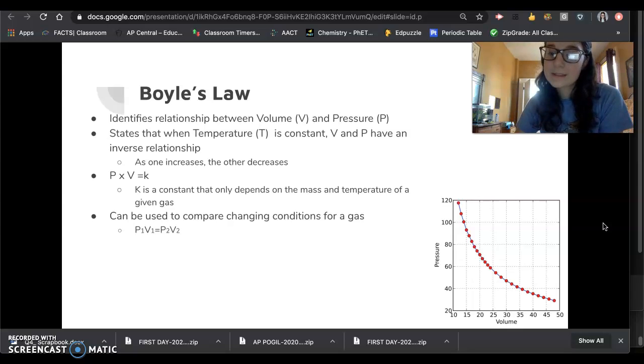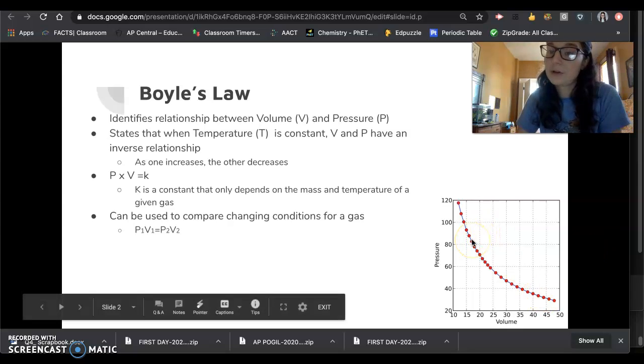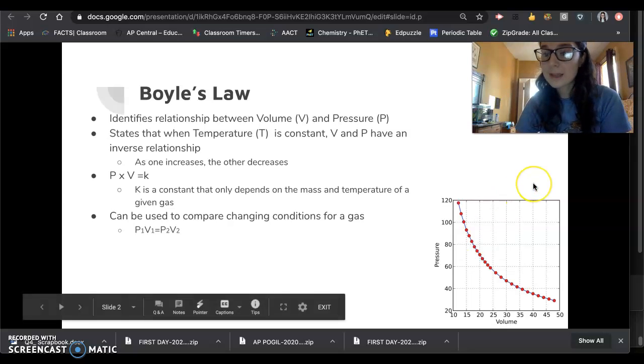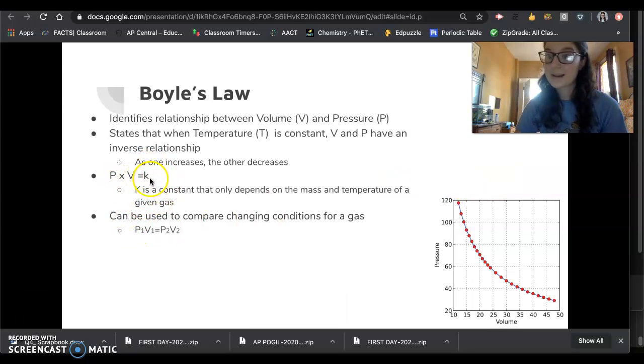So he basically studied different samples that were under a constant temperature, and then he manipulated their volume and saw what the change in pressure was. When he did this, he found that they had an inverse relationship. So as one increases, the other decreases. Mathematically, the way that he expresses this inverse relationship is P times V equals K, this constant.